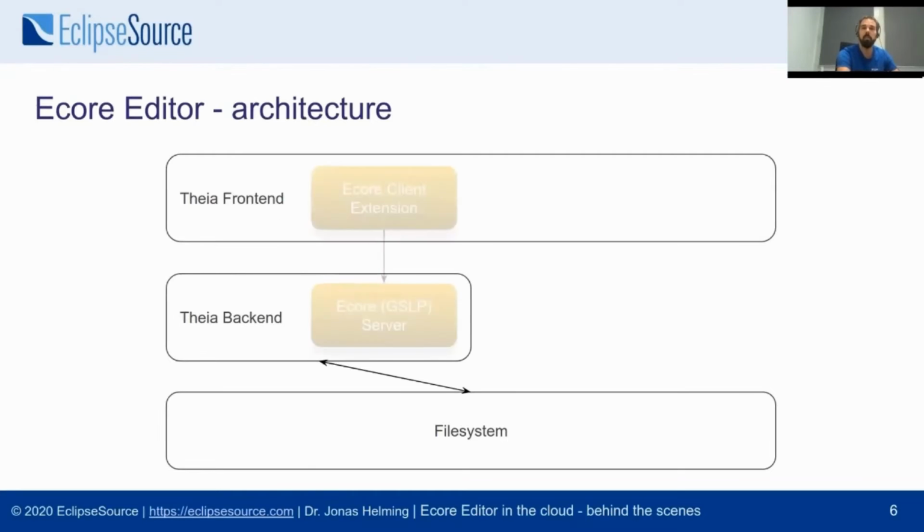Now, the first thing that we did is we extended the front end with a client extension, implementing the UI parts and, for example, commands to trigger actions. And on the backend, we added a pretty slim component that we call the Ecore server, for our backend features. Now, what we didn't want to do is implement all the business logic that we have in EMF or in the Ecore tooling in TypeScript, because it's already there in Java.